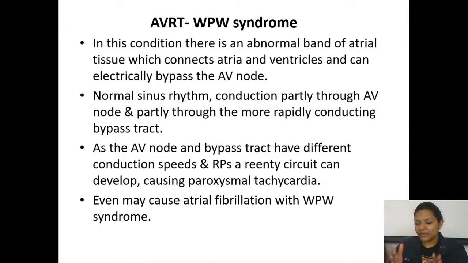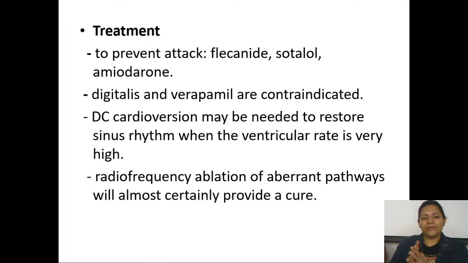normal tract. As the AV node and the bypass tract have different conduction speeds, a re-entry circuit can develop. Because of this, paroxysmal tachycardia might occur, and even atrial fibrillation can be seen with WPW syndrome, right? So basically, the best treatment, or I would rather say the best cure here, would be radiofrequency ablation of these pathways.